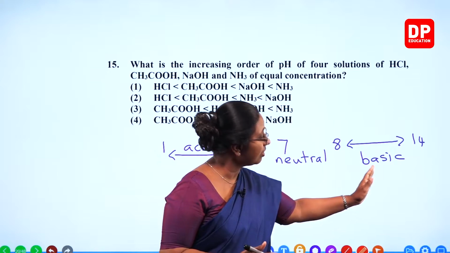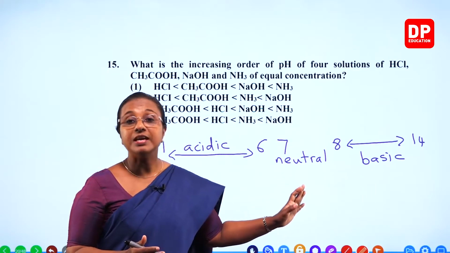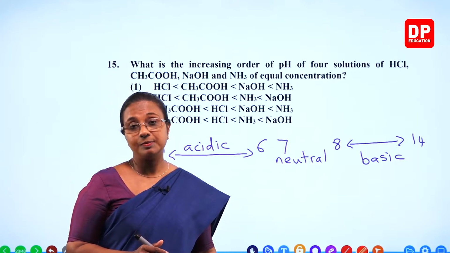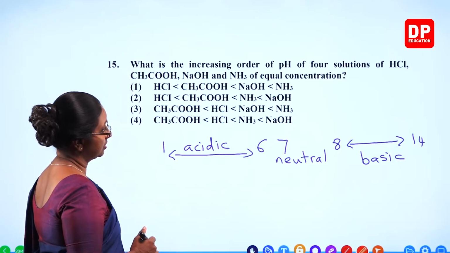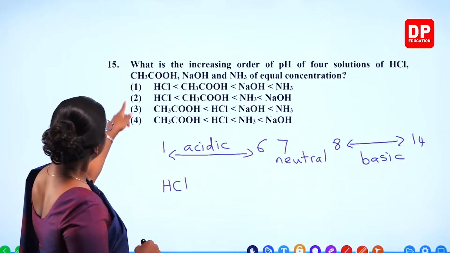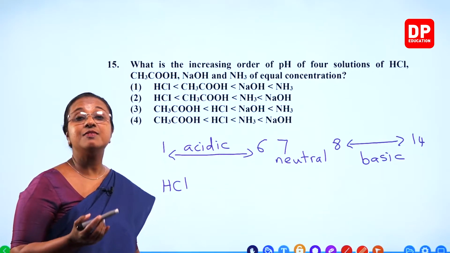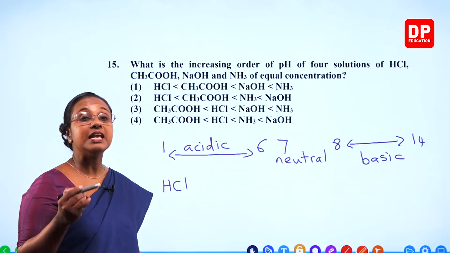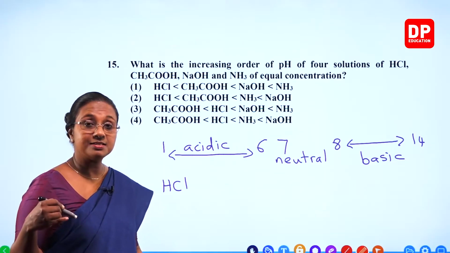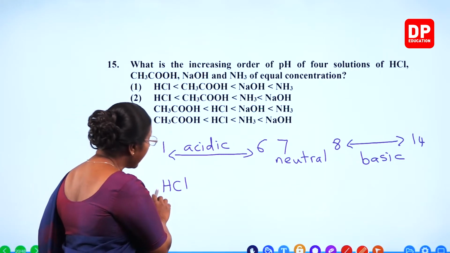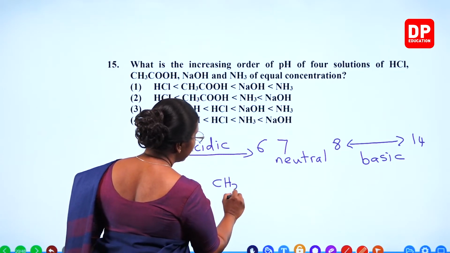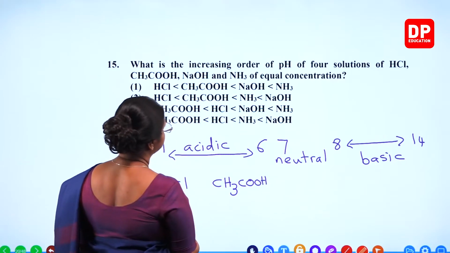8 to about 10 or even 11 will be a weak base, and thereafter up to 14 it is going to be a strong base. So if you look at the solutions, HCl will be somewhere here because it is a strong acid. Then we have acetic acid, a weak acid. So it dissociates incompletely in the aqueous solution, so the amount of H plus is less. Therefore, the pH is higher compared to HCl. It is still acidic pH, but it is higher compared to HCl.